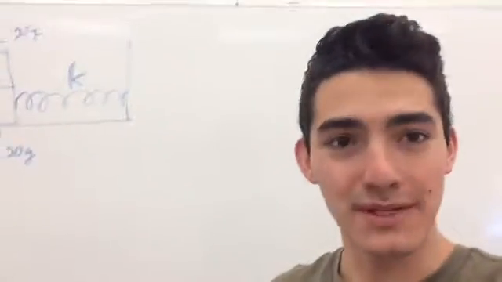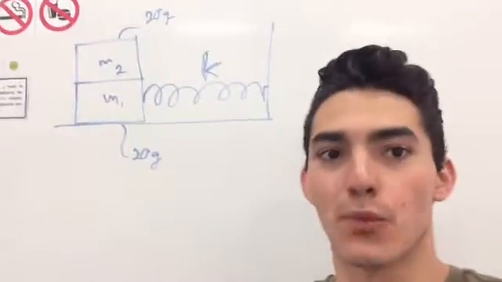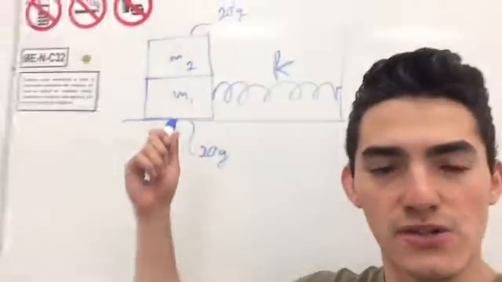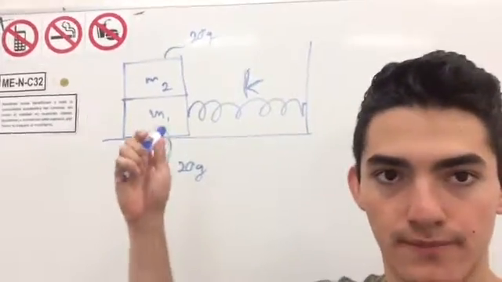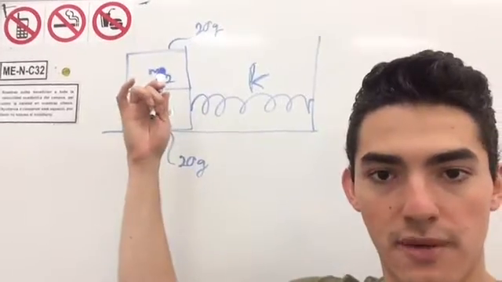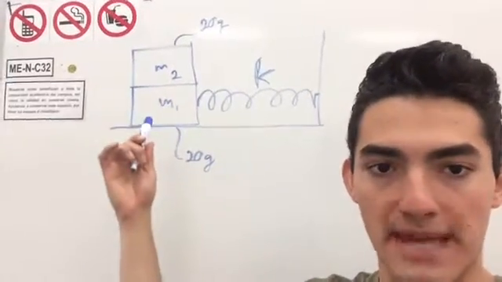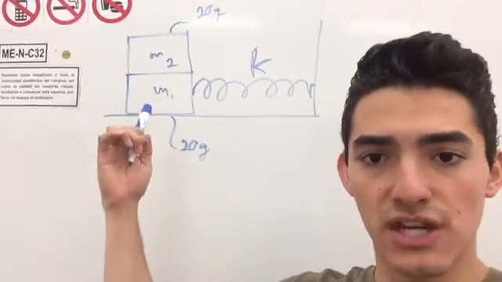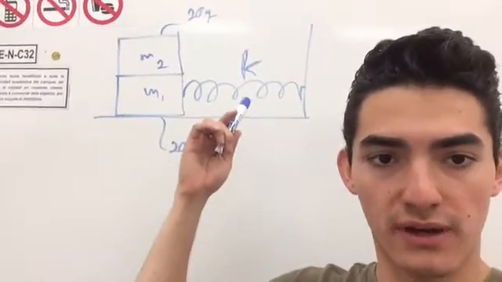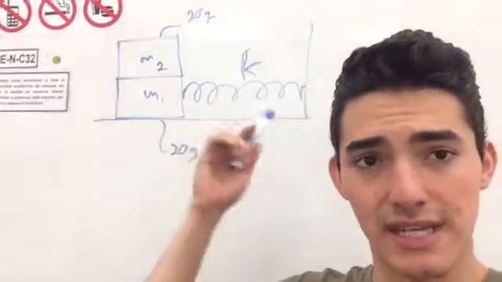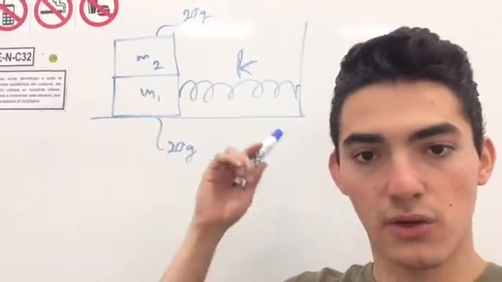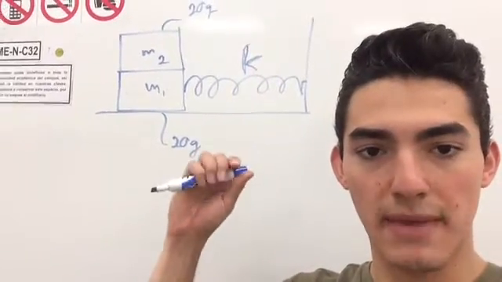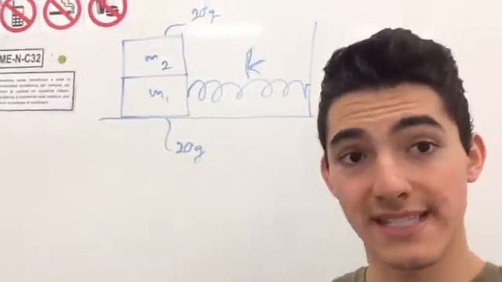Hi, I'm going to solve quiz 2 for week 5, which goes as follows. The figure shows a mass M2 of 20 grams resting on top of a mass M1 that is equal to 20 grams, which is attached to a spring with a constant equal to 10 newtons per meter. The coefficient of static friction between the two masses is 0.6.